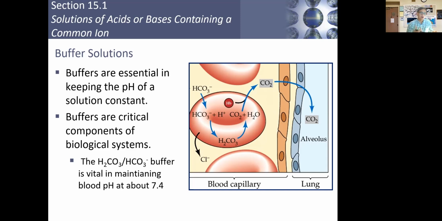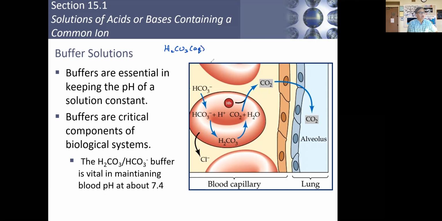One of the buffer systems that our body uses is a carbonic acid-bicarbonate buffering system. What is this particular buffering system? What we have in our blood is both the bicarbonate and the carbonic acid, which is H2CO3. So this is the acid.